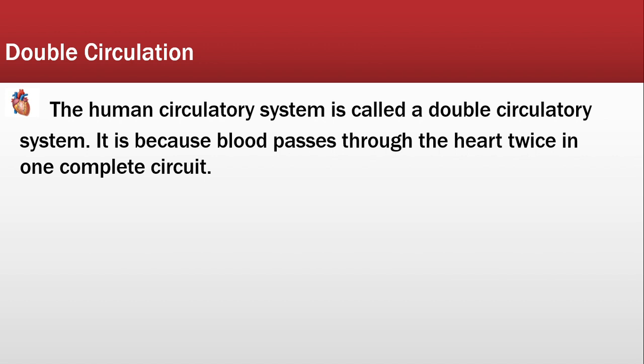The human circulatory system is called a double circulatory system. It is because blood passes through the heart twice in one complete circuit. So, from the rest of the body to the heart, deoxygenated blood will flow to the right side of the heart from the rest of our body.